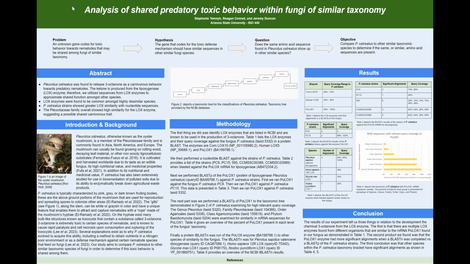And just a little more into introduction and background, Pleurotus ostreatus, the oyster mushroom, is found across Asia, North America, and Europe. It is edible and renowned for some of its nutritional qualities as well as some bioremediation properties. Ultimately, this recently published paper showed that these mushrooms are able to have carnivorous behavior on nematodes. And thus, our study aims to compare P. ostreatus to other similar taxonomic species to determine if that toxic behavior is shared, using resources such as BLAST.